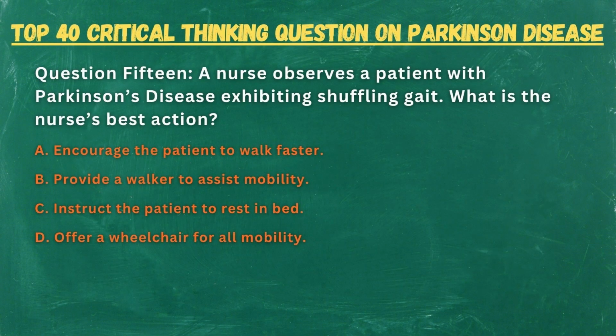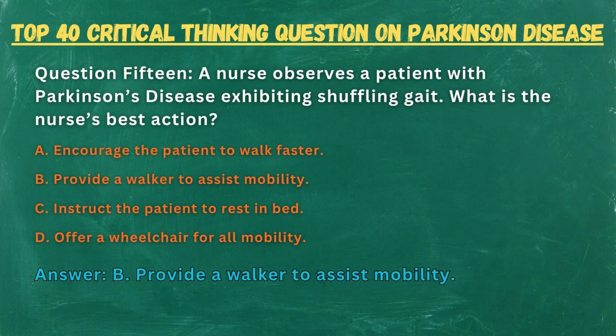Question 15. A nurse observes a patient with Parkinson's disease exhibiting shuffling gait. What is the nurse's best action? A. Encourage the patient to walk faster. B. Provide a walker to assist mobility. C. Instruct the patient to rest in bed. D. Offer a wheelchair for all mobility. Answer: B. Provide a walker to assist mobility.